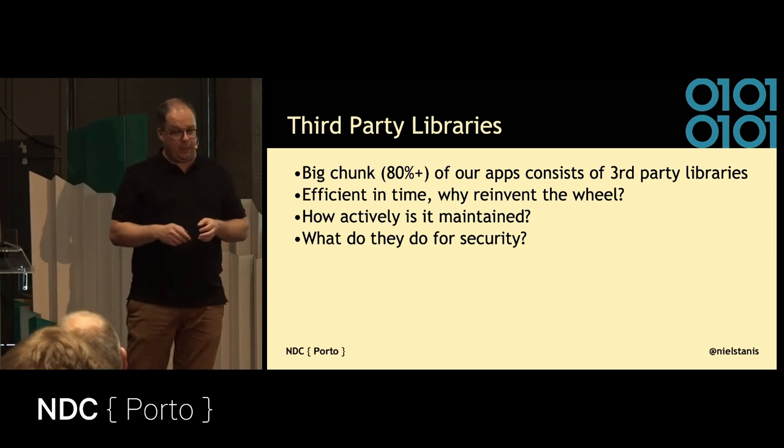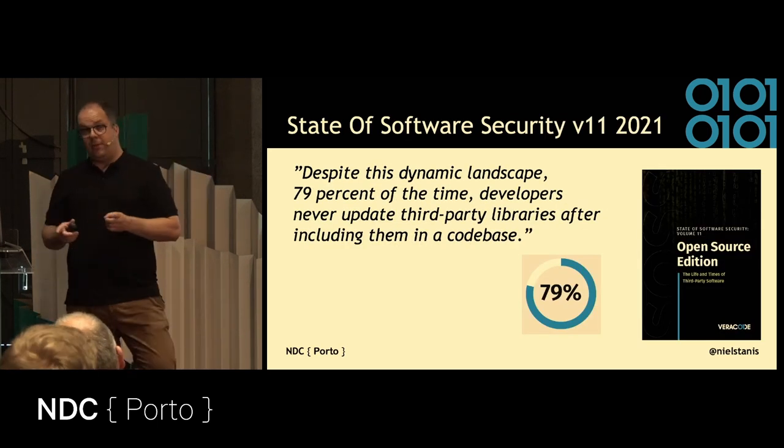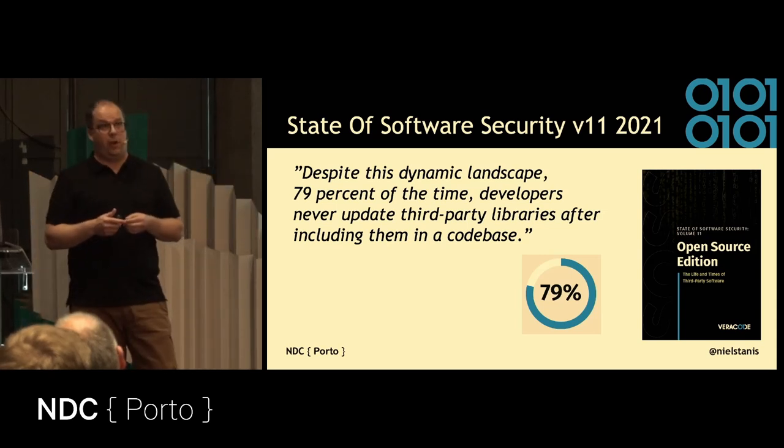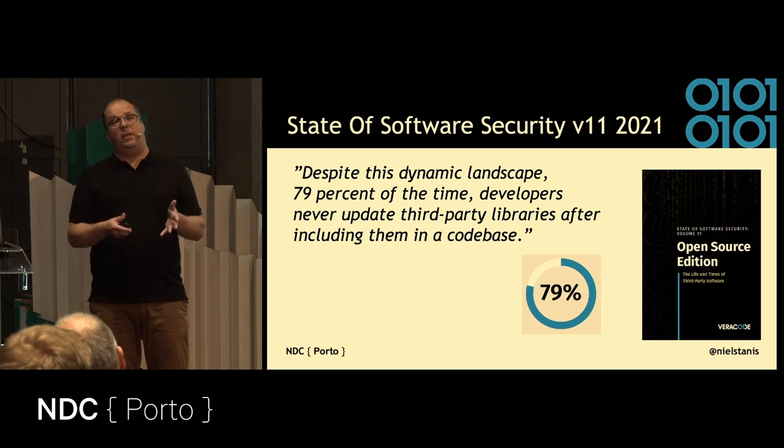If we then look at the following piece, and this is the only Veracode mention I'm going to make. Each year we publish a report, which is called State of Software Security, where we take some of the metrics that we have on customers and we can do some slice and dice and some business intelligence on it.